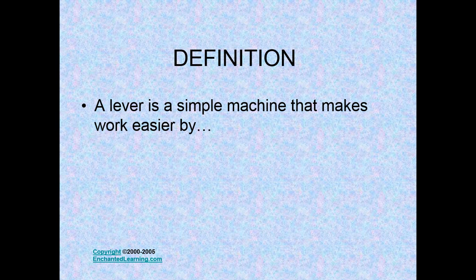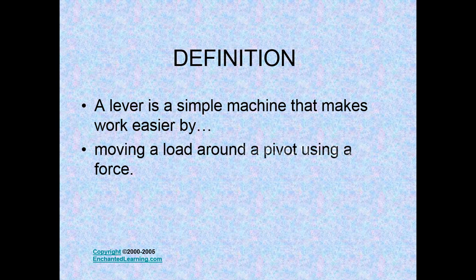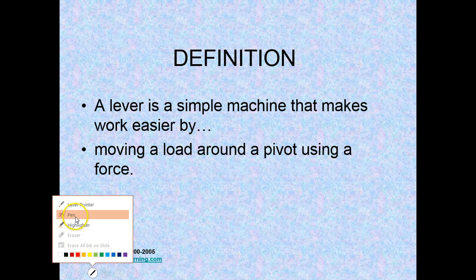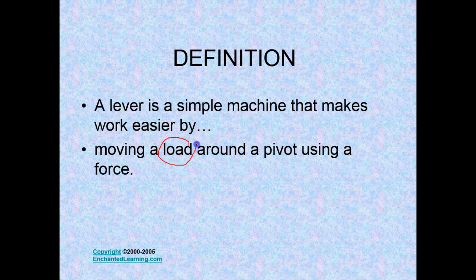The definition of a lever is a simple machine that makes work easier by moving a load around a pivot using a force. So we're going to use some terms throughout these simple machine units that you need to understand. The first one of those terms is load. The load is the object that you're moving. It's also known as the resistance, and sometimes it's referred to as the output. Pivot is another term. That's also known as the fulcrum.